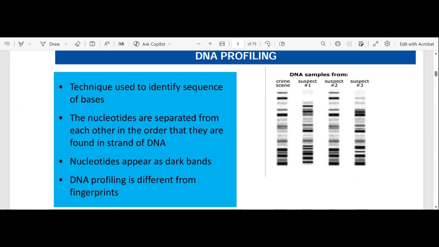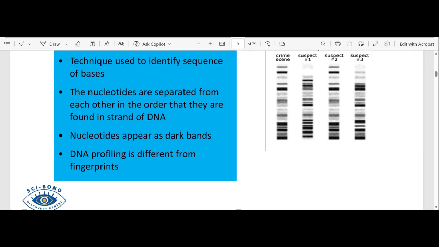Let's go to DNA profiling. What is DNA profiling? DNA profiling is a technique used to identify the sequence of bases. Does that make sense? So the nucleotides are separated from each other in the order that they are found in the strand of DNA.